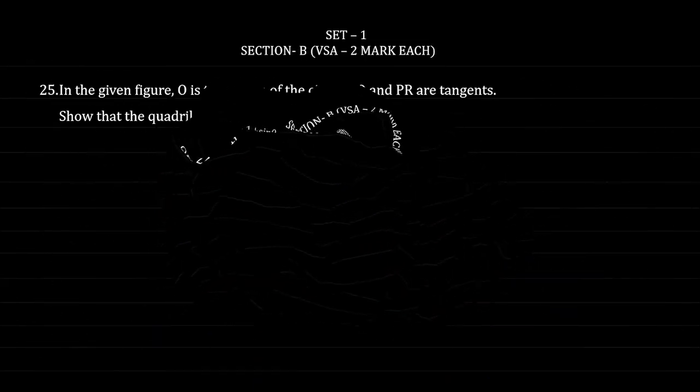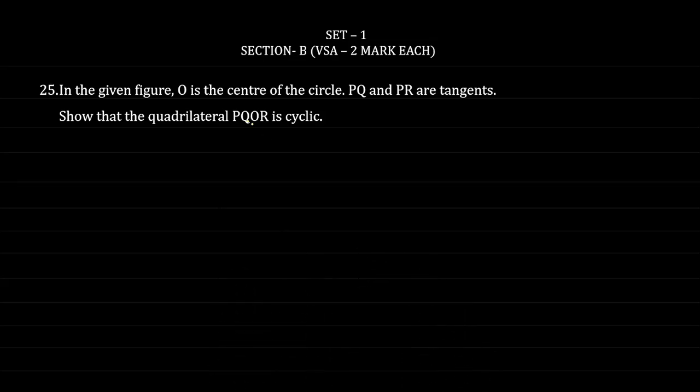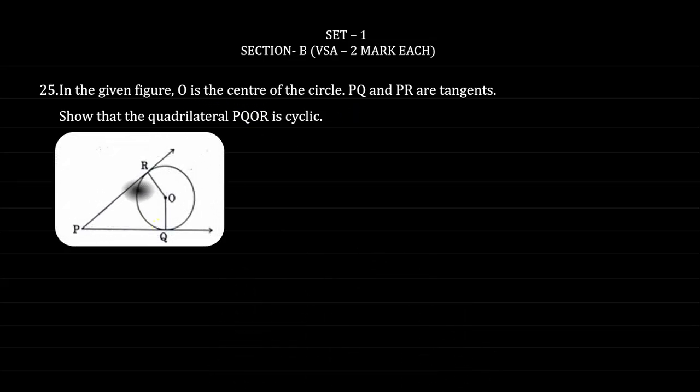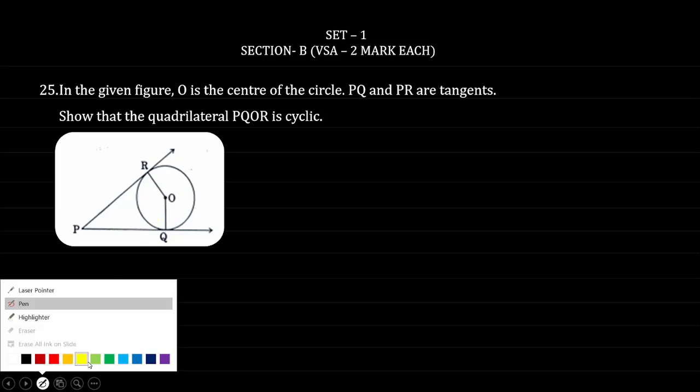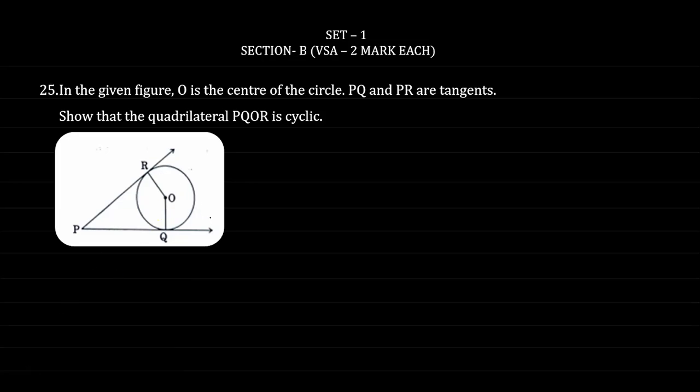Okay, the next one is, in the given figure, O is the center of the circle and PQ and PR are the tangents. Show that the quadrilateral PQOR is a cyclic quadrilateral. Okay, so this question is from the chapter circles and this is a standard question. Let's see how we prove this.